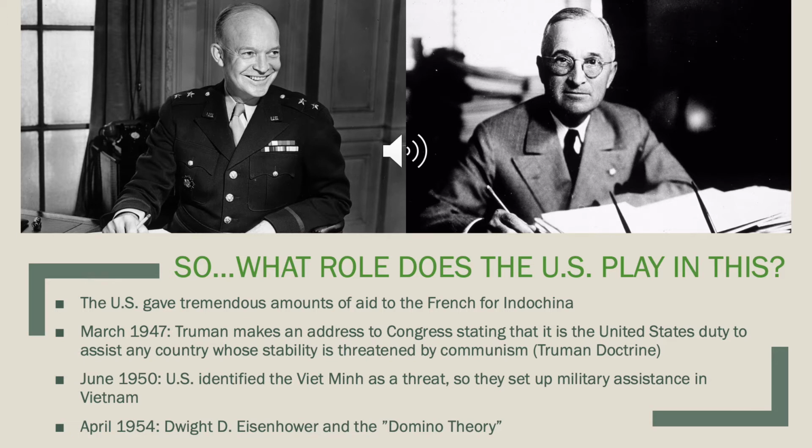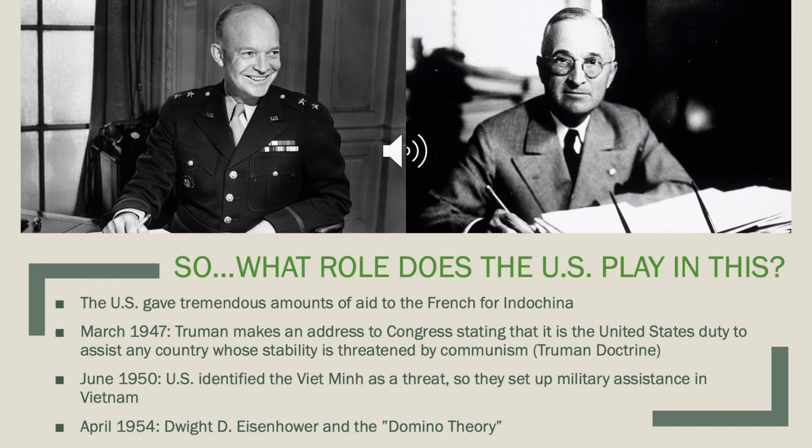So I've been talking a lot about Indochina and France and other countries that have had a role in this, but I haven't mentioned anything about the United States. So what role does the United States play in all of this? The US gave tremendous amounts of aid to the French during this time. And so in March of 1947, Truman makes an address to Congress, stating that the United States has a duty to assist any country whose stability is threatened by communism. And this is later called the Truman Doctrine.